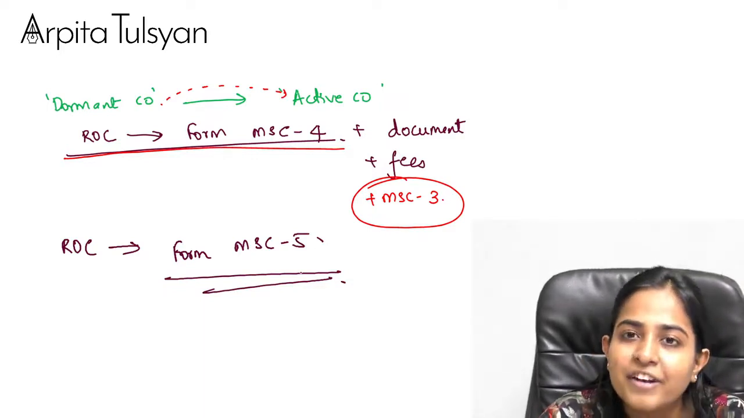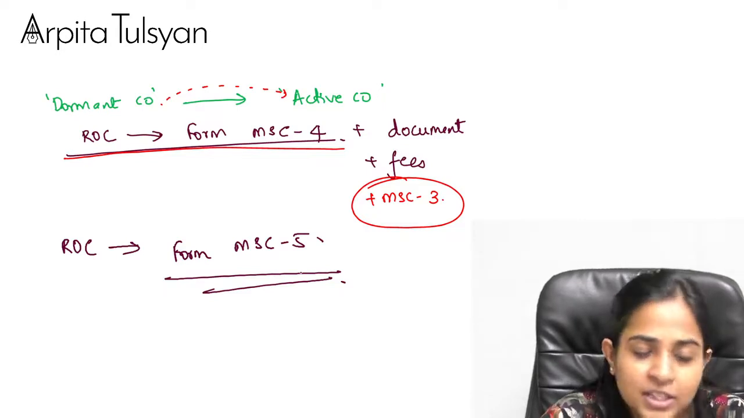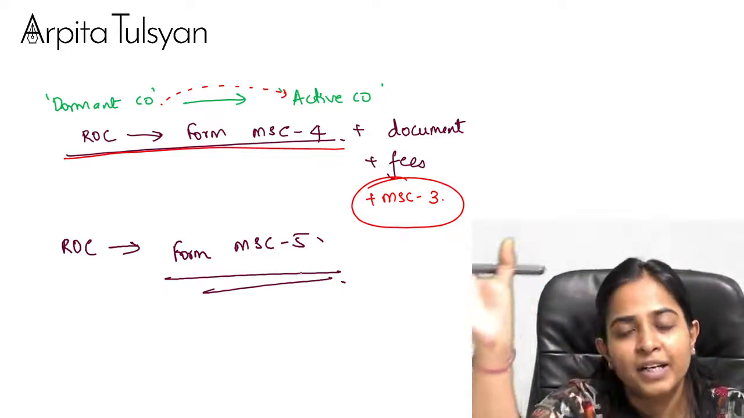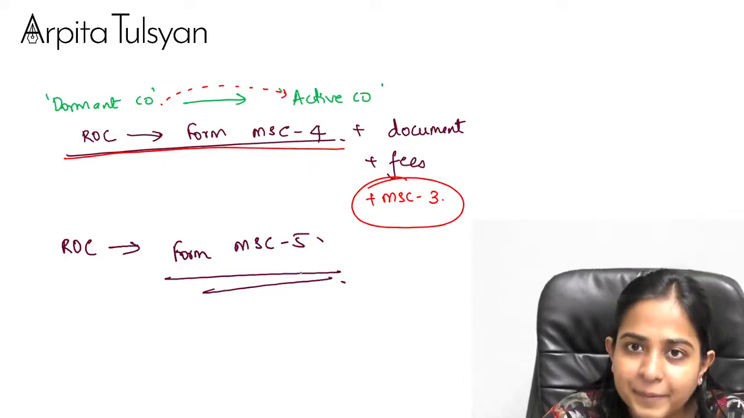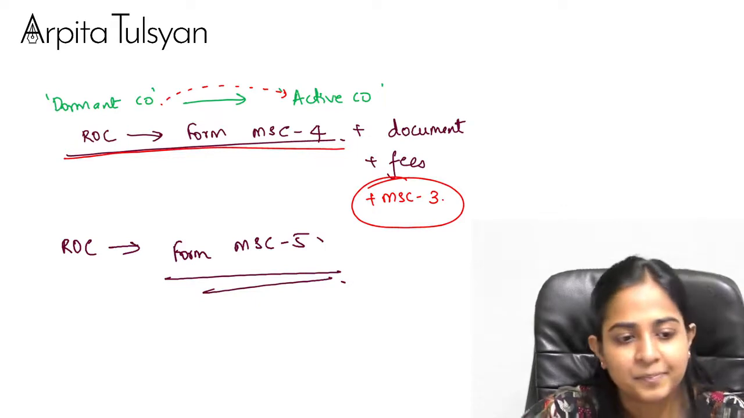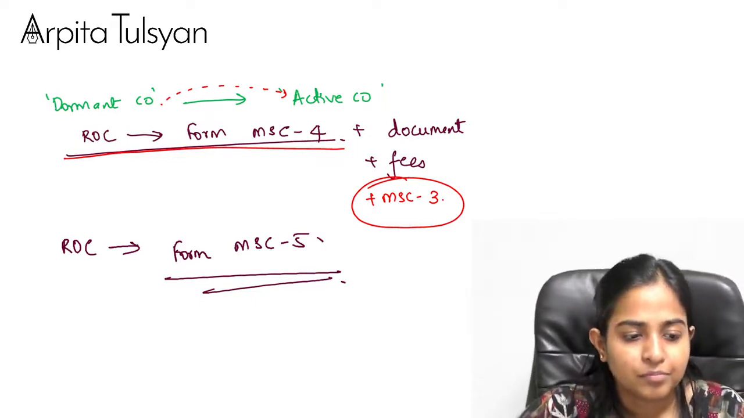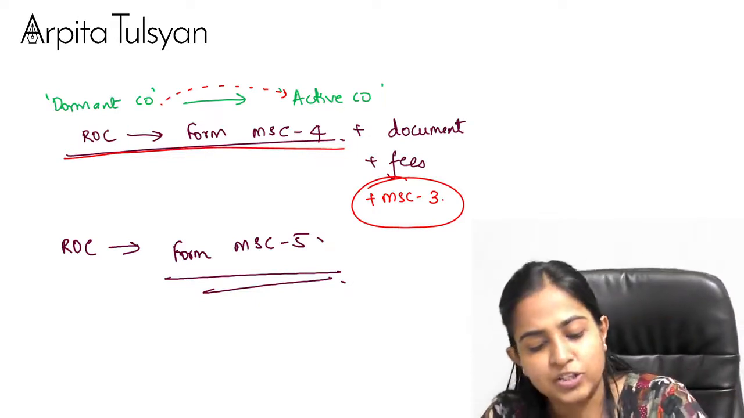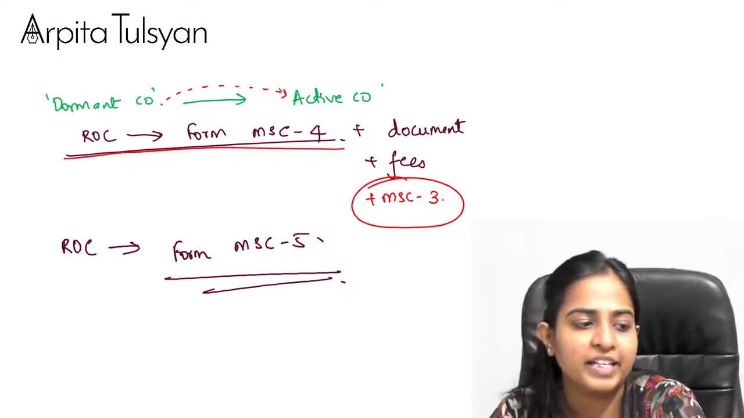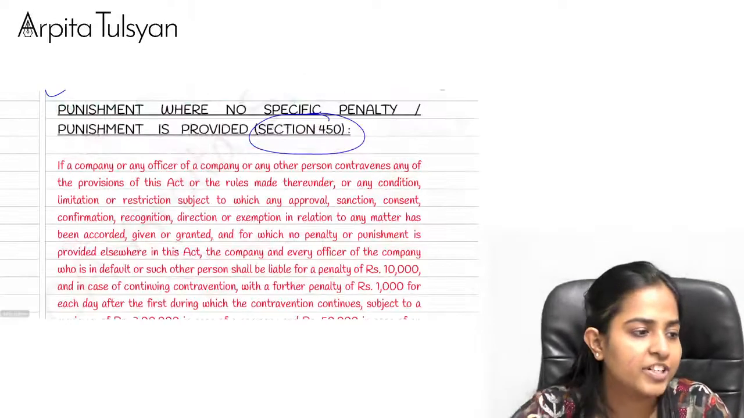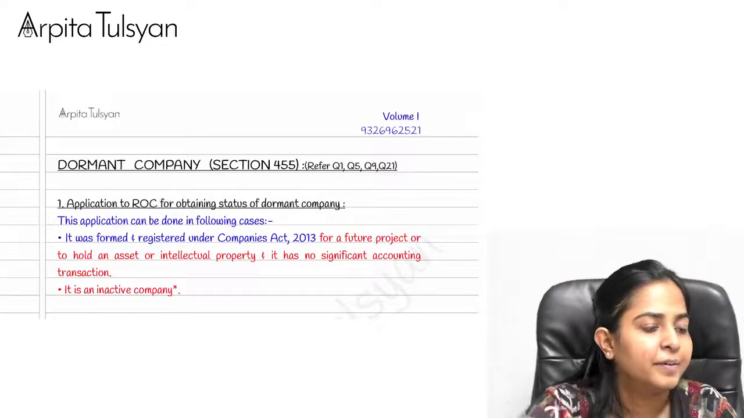Everything is coming in sequence, so that is going to be issued in form number MSC 5. I hope I am very, very clear till here. So this was the journey from being an active company to a dormant company to again becoming an active company. Very, very clear with this, everyone? Okay, so now let's go to the last part, a very general part which is coming up here.